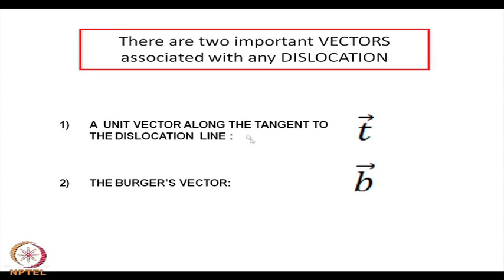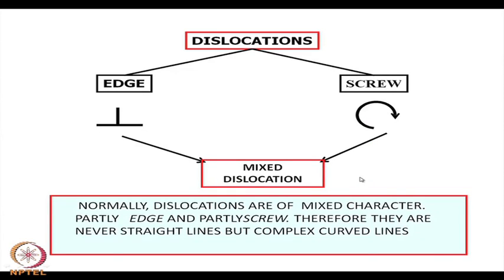And the basic relationship: there are two important vectors associated with any dislocation. One is the unit vector along the tangent to the dislocation line, or in the direction of the dislocation line. The Burgers vector is the slip direction, and as a result of that slippage a line has been formed, and this is the tangent to that line. So, these two vectors are important, and in case of, I will come back to that.